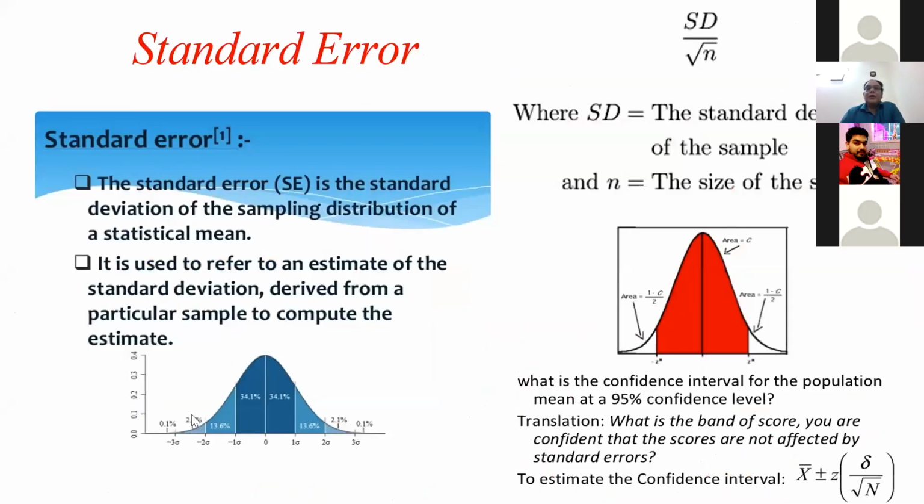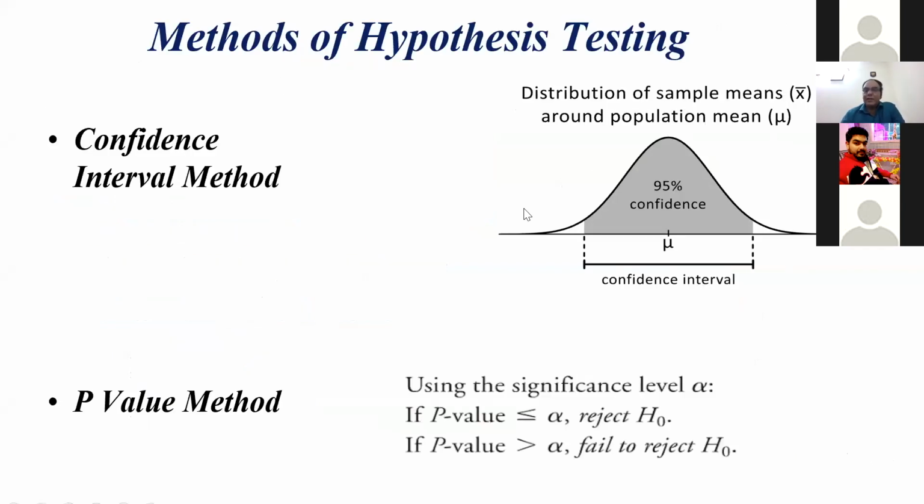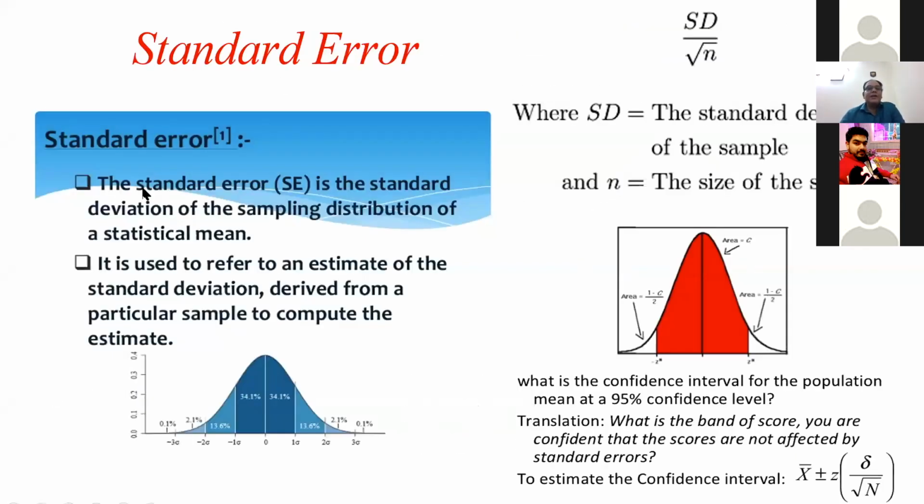Okay, so in this slide, I defined basically the standard error, and from the concept of this standard error, we designed one important method of hypothesis testing, and this method is known as confidence interval method, right? So this slide I already explained in the previous one, where I say that this standard error is nothing. It is the standard deviation of the sampling distribution of the statistical mean. So we decide this formula to calculate the standard error.